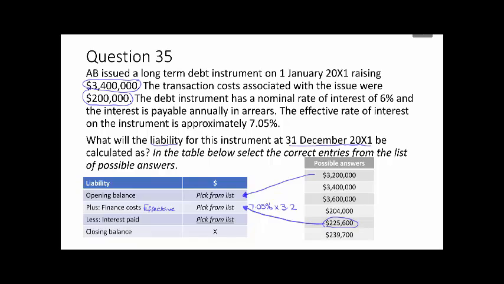We then need to deduct what interest has actually been paid. These are the repayments that are being made out. This would be at the nominal rate of 6%. But note that that 6% would be calculated on the full $3.4 million of the actual instrument issued. So in this case that would give us a figure of $204,000, and that's the correct answer to appear in box 3.